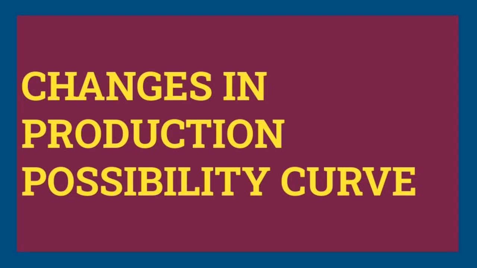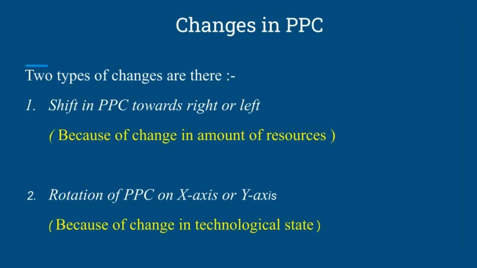Hello viewers. In today's video, we will discuss changes in the production possibility curve. What are the types of changes that can happen in the case of a PPC? There are mainly two types of changes. First is shift of PPC and second is rotation of PPC. So a PPC can either show a shift or a rotation.